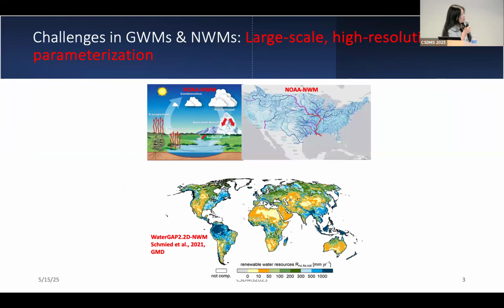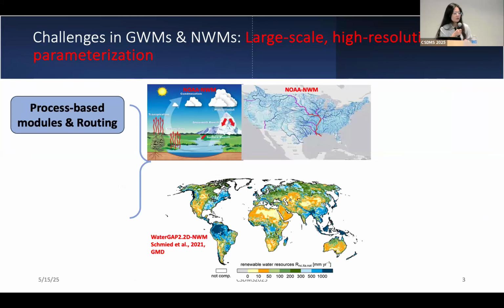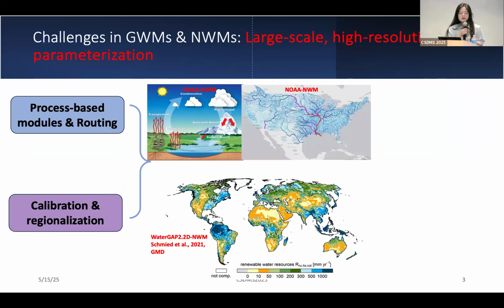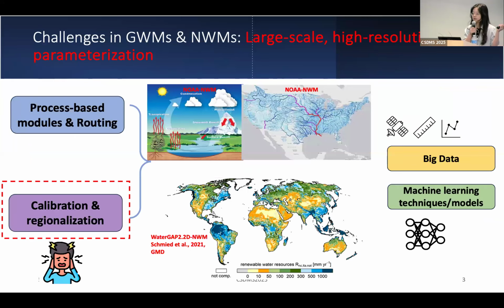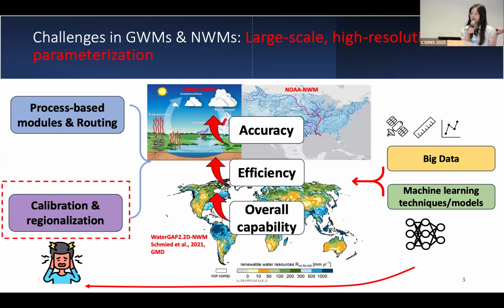One of the biggest challenges in global and national water modeling is large-scale, high-resolution parameterization. In these two types of models, there are a lot of process-based modules and routing modules included, and a large number of parameters need to be calibrated and regionalized, which can be very difficult. So how can we use big data and machine learning tools to help solve this problem and improve the model accuracy, efficiency, and overall capability?